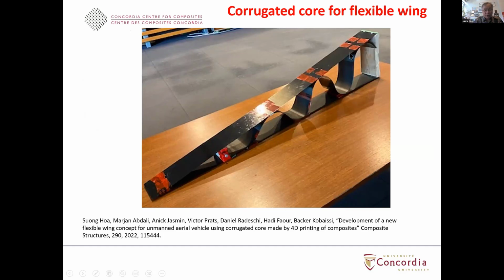This case is a portion of a flexible wing. We use the technique of 4D printing to make this kind of shape that we call the corrugation. You can see you make the corrugation with a lot of curvature like this without the need to make a complex mold. We only use a flat mold to do this. So these are a few examples that we have made in terms of structures.